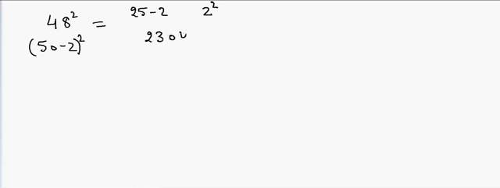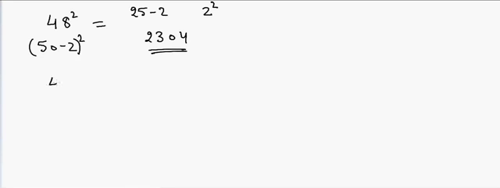Hi everyone, in this video we'll talk about some quick math tricks which can be used for faster calculation without using a calculator. First we will start with numbers which are close to 50, if you want to take the square of those numbers. For example, if we have 48 square, how will we calculate this? 48 is close to 50, so it is 50 minus 2 square, right? In this case we'll subtract 2 from 25 and then we'll do 2 square, so the answer will be equal to 2304.